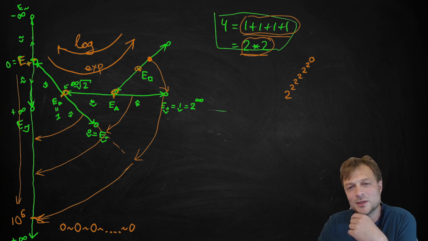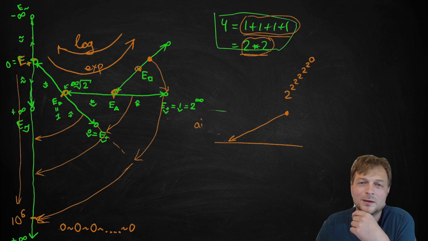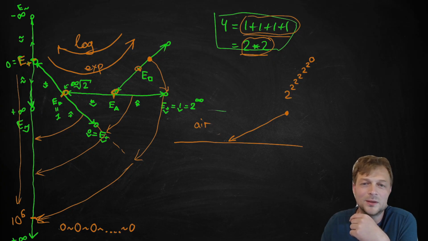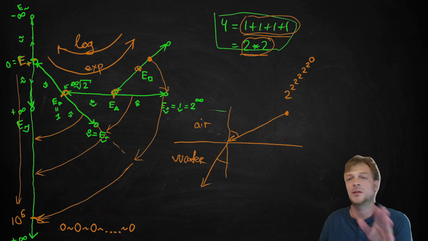And I want to give you another analogy here. So imagine a light beam that propagates through air, and then it reaches some boundary. Let's say this is water, and there will be some refraction here, so these angles will be different.